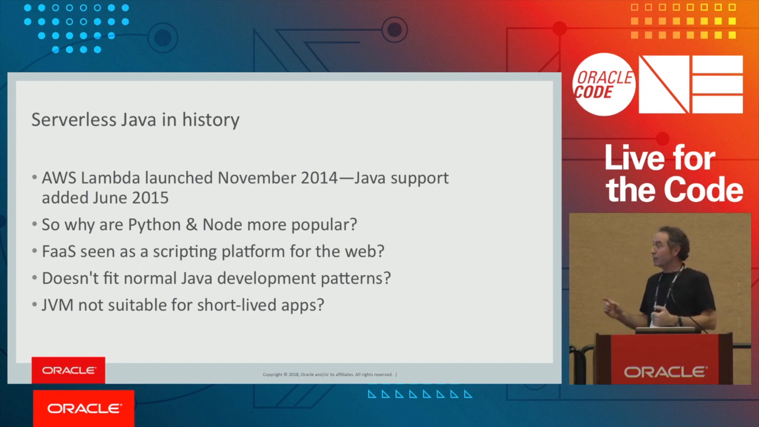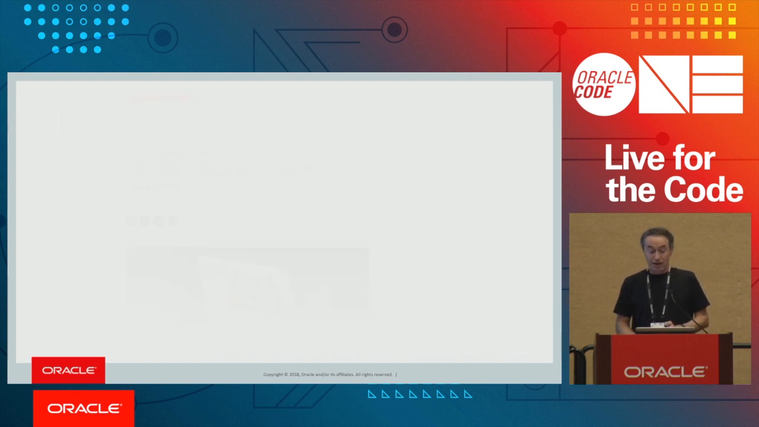One of the key objections that gets brought up is that the JVM is just not right for short-lived applications. It doesn't have the right architecture, design, and performance. So these are all good questions.